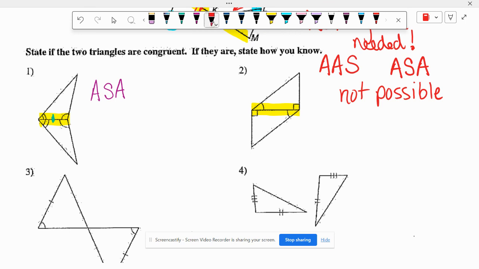So for number 2, Chandler, look, it starts at the 90, the common side, and then the marked angle. So what theorem is that? What theorem goes from the angle to the side to the angle? Angle, side, angle.